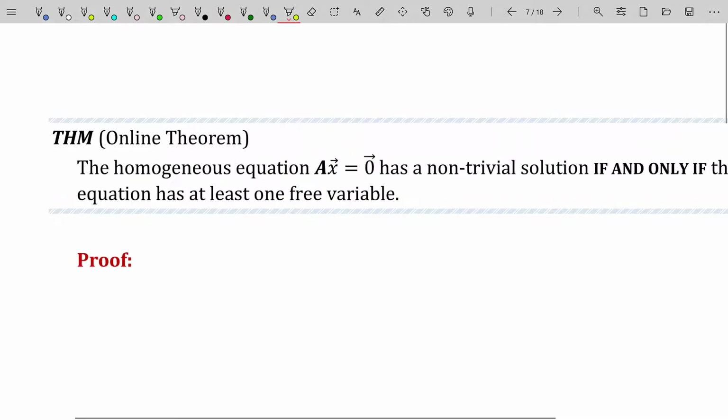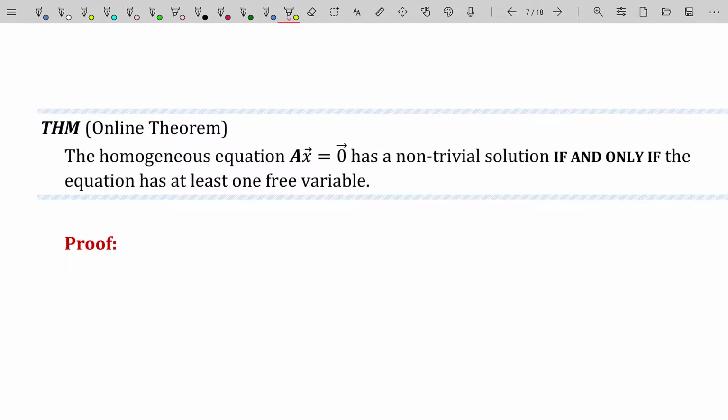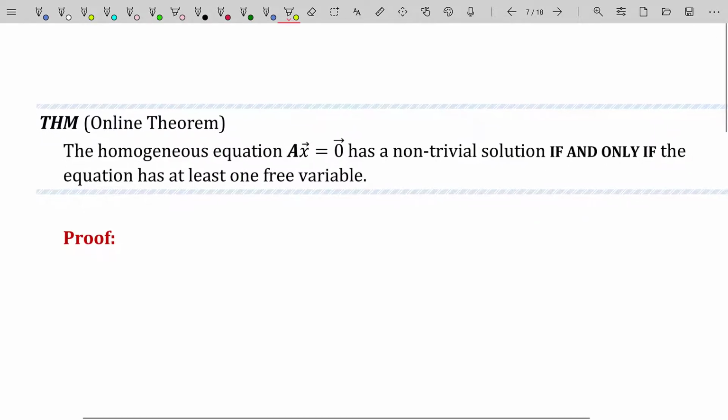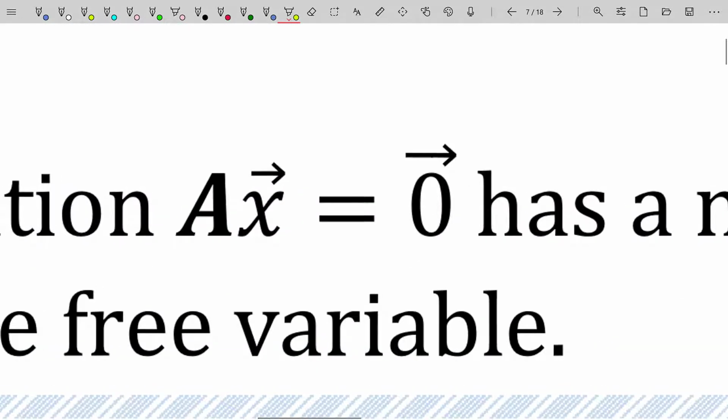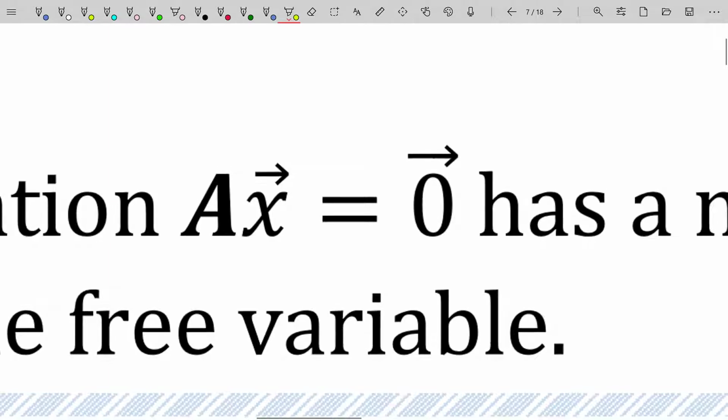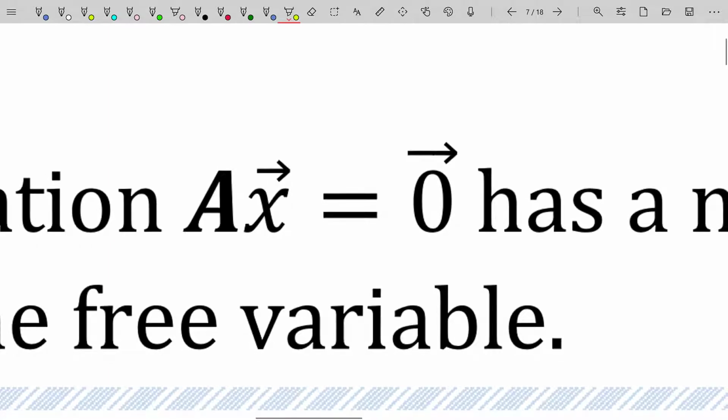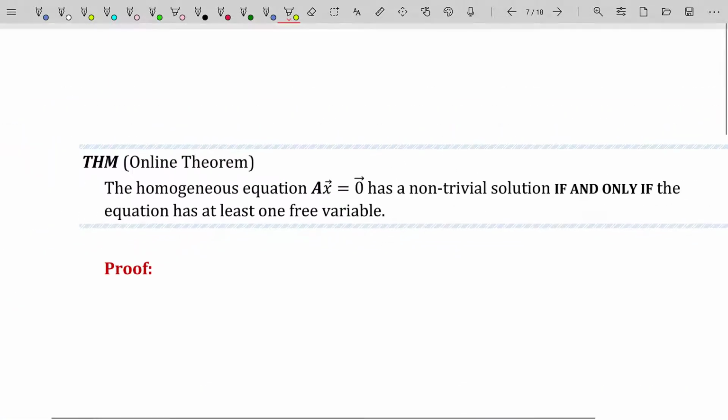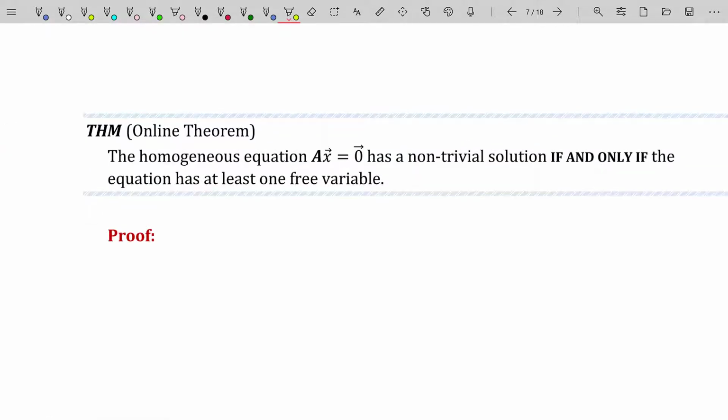Anyhow, let's repeat the theorem and then let's talk about how we're going to prove it, and then we'll prove it. The homogeneous equation Ax equals 0 has a non-trivial solution if and only if the equation has at least one free variable. Now remember, the homogeneous equation always has the trivial solution, so it's always consistent. And because this is an if and only if, you have to prove it both directions.